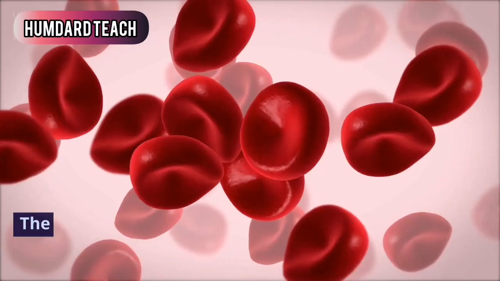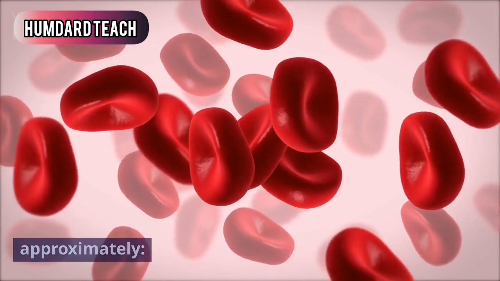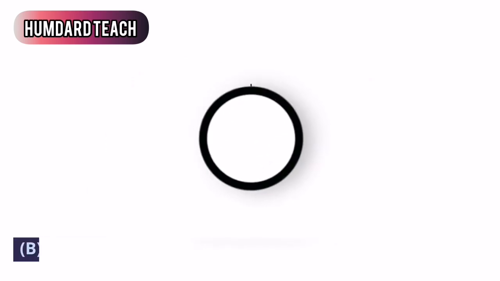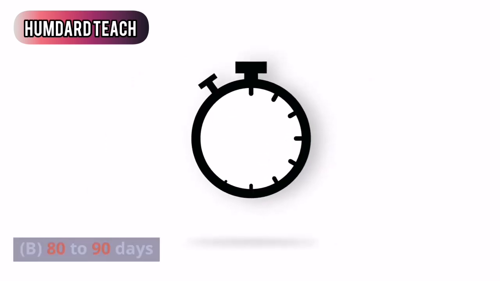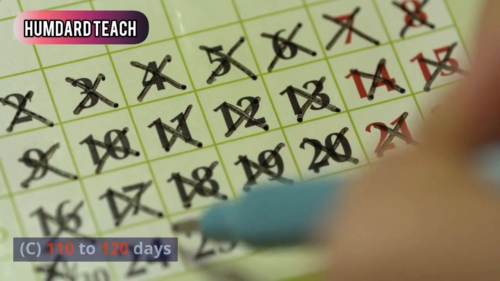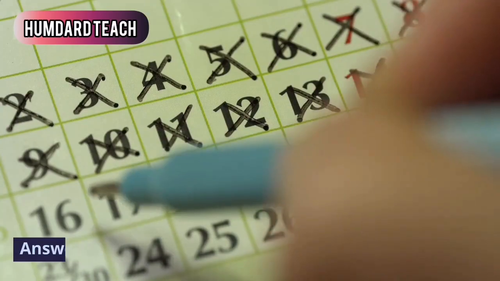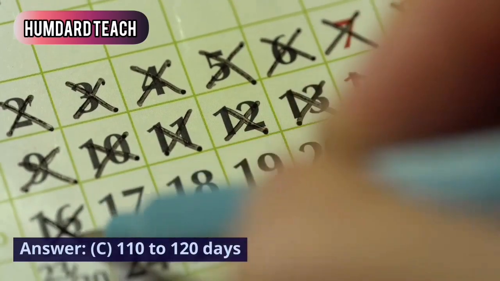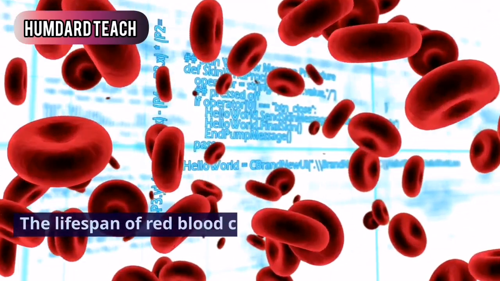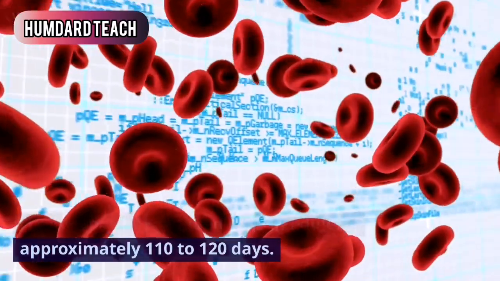Venus. The lifespan of red blood cells in adults is approximately A. 60 to 70 days, B. 80 to 90 days, C. 110 to 120 days, D. None of these. Answer: C. 110 to 120 days. The lifespan of red blood cells in adults is approximately 110 to 120 days.